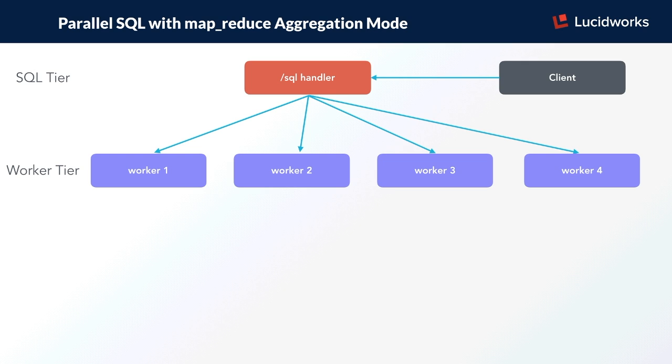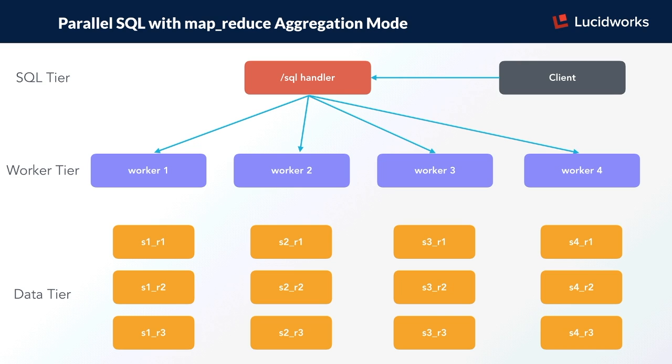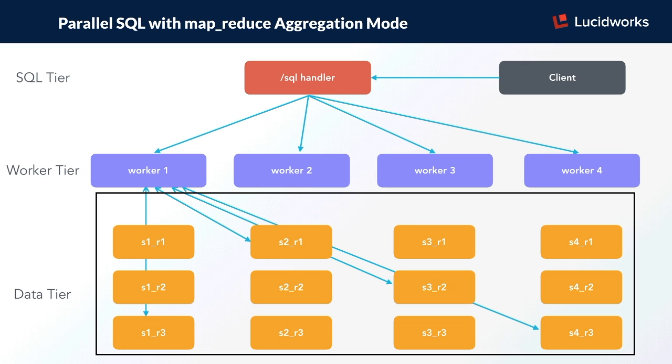The worker nodes execute the query and stream tuples from the data tables back. So the worker nodes are where the aggregations occur. The workers query the shards, querying one replica in each shard. The replica returns the results to the worker. The worker performs its aggregation and returns the results back to the SQL handler, which merges all the results from each of the workers and starts the stream back to the client. And all of this happens very, very fast.